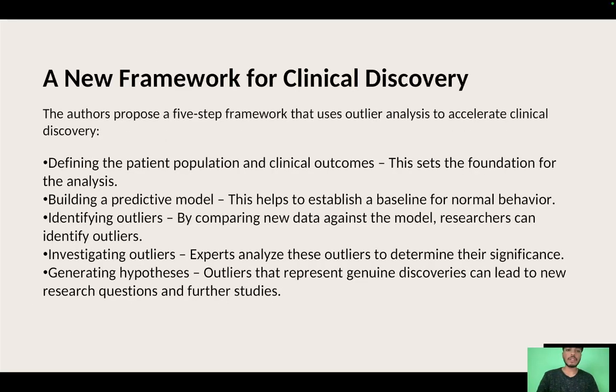A new framework for clinical discovery. The authors have proposed five steps, which I already mentioned in the abstract in the second slide of the presentation. Defining a patient population and clinical outcome. Second step is building a predictive model. This helps to establish a baseline for normal behavior. Third one is identifying outliers.